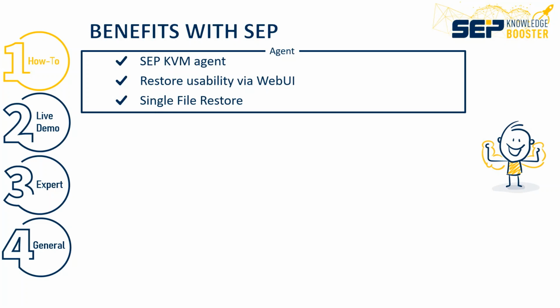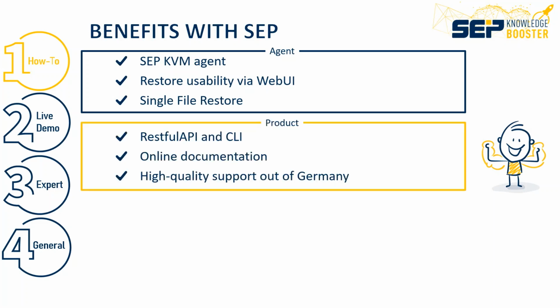And you also have the possibility to do a single file restore from your mounted backups. I will talk about this a little later. But you also have our powerful product, the SEP Sesam backup software, which is a very flexible product. You have the RESTful API to really customize and extract data for external management tools. You have a full command line interface and all this functionality to really be very flexible. You have a cool online documentation, and it's well structured, clearly defined.